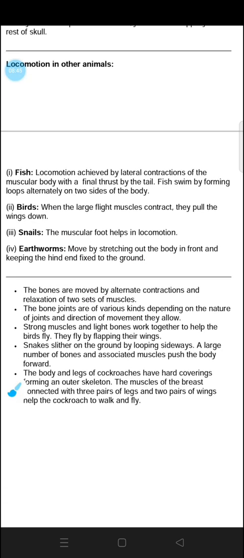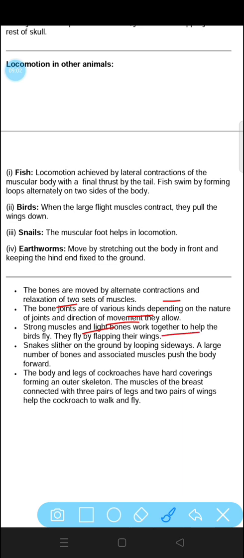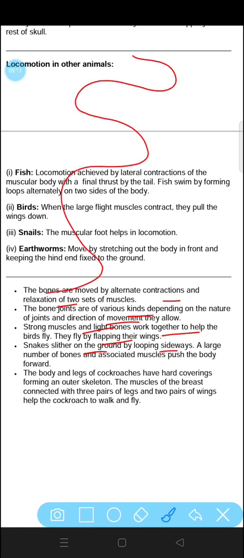The bones are moved by alternate contraction and relaxation. When we show movement, there will be one contraction and then relaxation. The bone joints are of various kinds depending on the nature of the joint and direction of movements. Strong muscles and light bones work together to help the birds fly. Next, snakes slither on the ground by looping sideways. A large number of bones and associated muscles push the body.